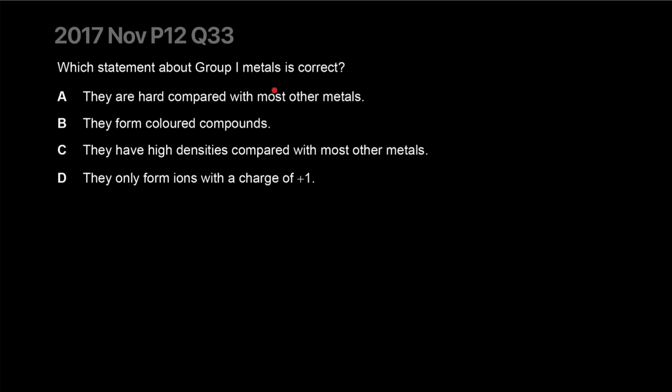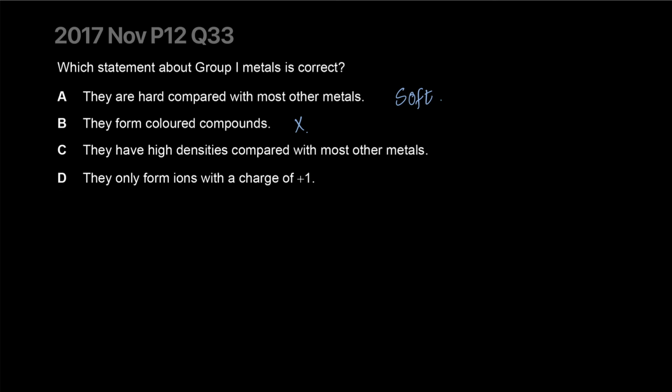Which statement about group 1 metals is correct? They are hard compared to most other metals. It's the other way around. They're so soft that you can cut them with a knife. You could have just taken a bite out of them, but the water in your mouth might just make them combust and burn a lot. They form colored compounds. Actually, they do not. Transition elements will form colored compounds. Group 1 compounds are all white.